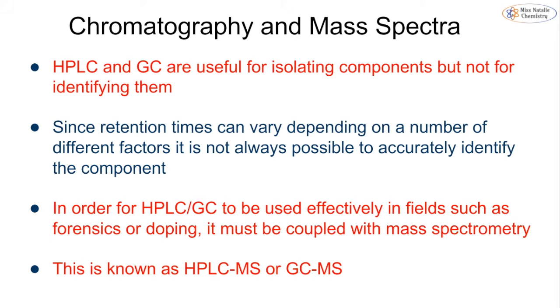So in order for us to use these chromatography methods very effectively, in particular we use them in things like forensics or in testing for doping or testing for drug use within sport, we have to couple it with mass spectrometry. So that's why we mentioned the HMRS earlier on, the high resolution mass spectrometer. And when we combine them, we will either call it an HPLC-MS, so high performance liquid chromatography mass spectrometer, or a GC-MS, gas chromatography mass spectrometer.